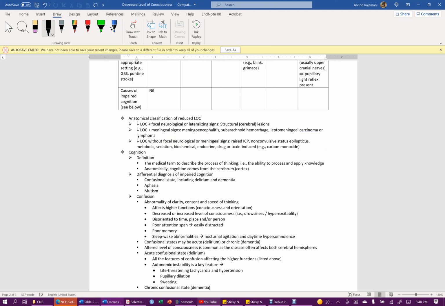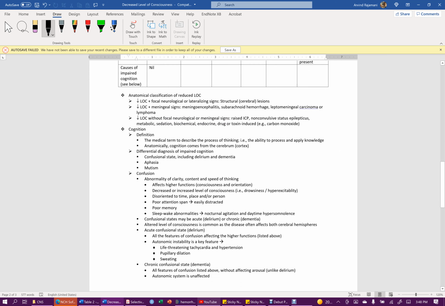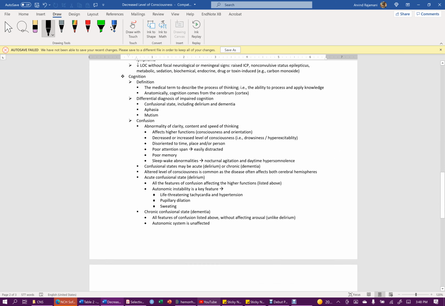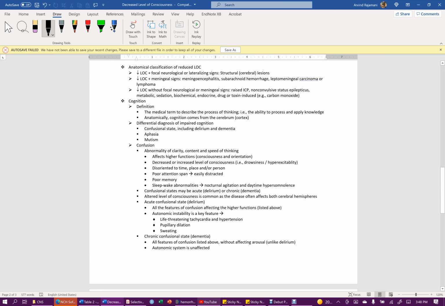Okay, then cognition. Let's talk about cognition. So far we've been talking about low level of consciousness. Now let's get down to cognition. What is cognition? It's just the description. It's the process of thinking. So it's the ability to process and apply the knowledge that you have, and it comes from the cortex.